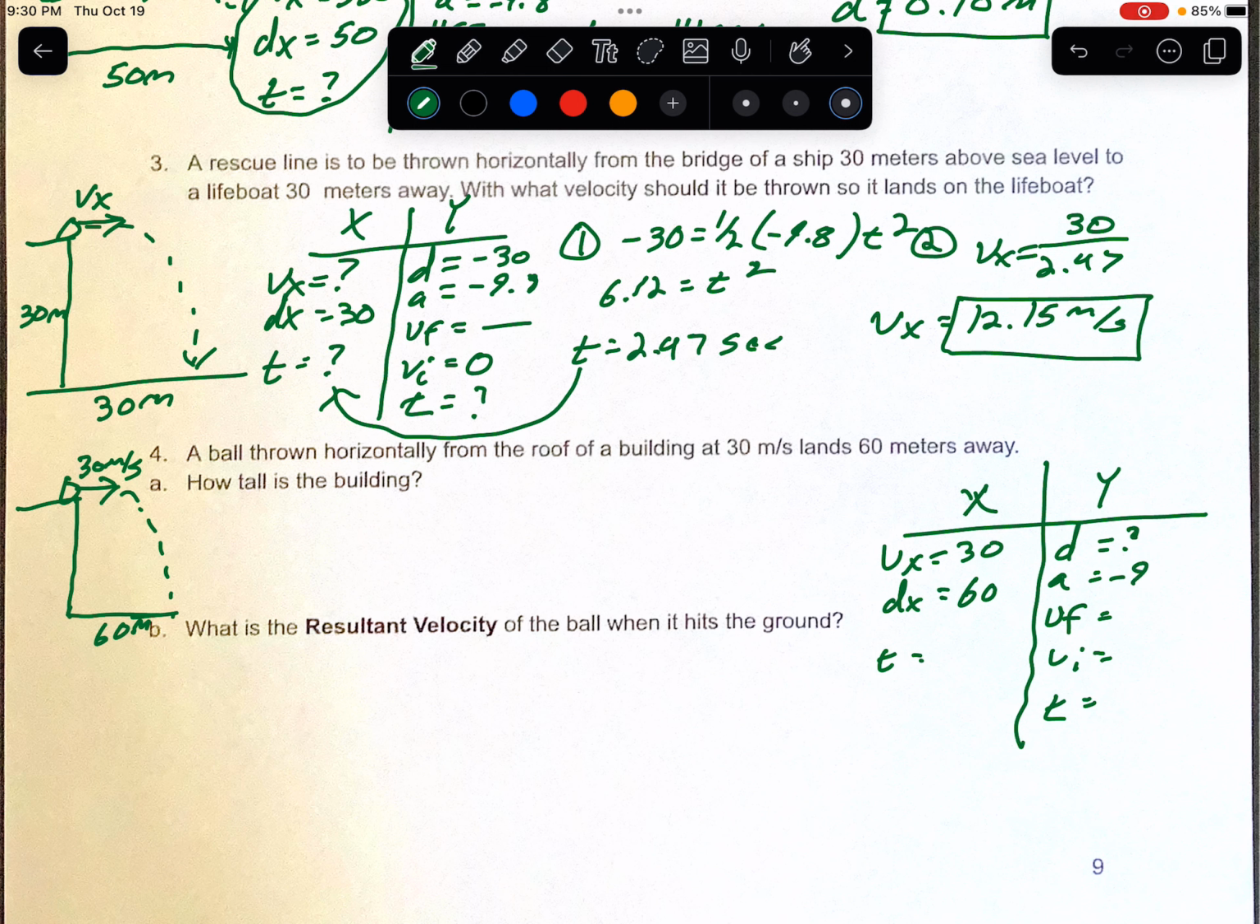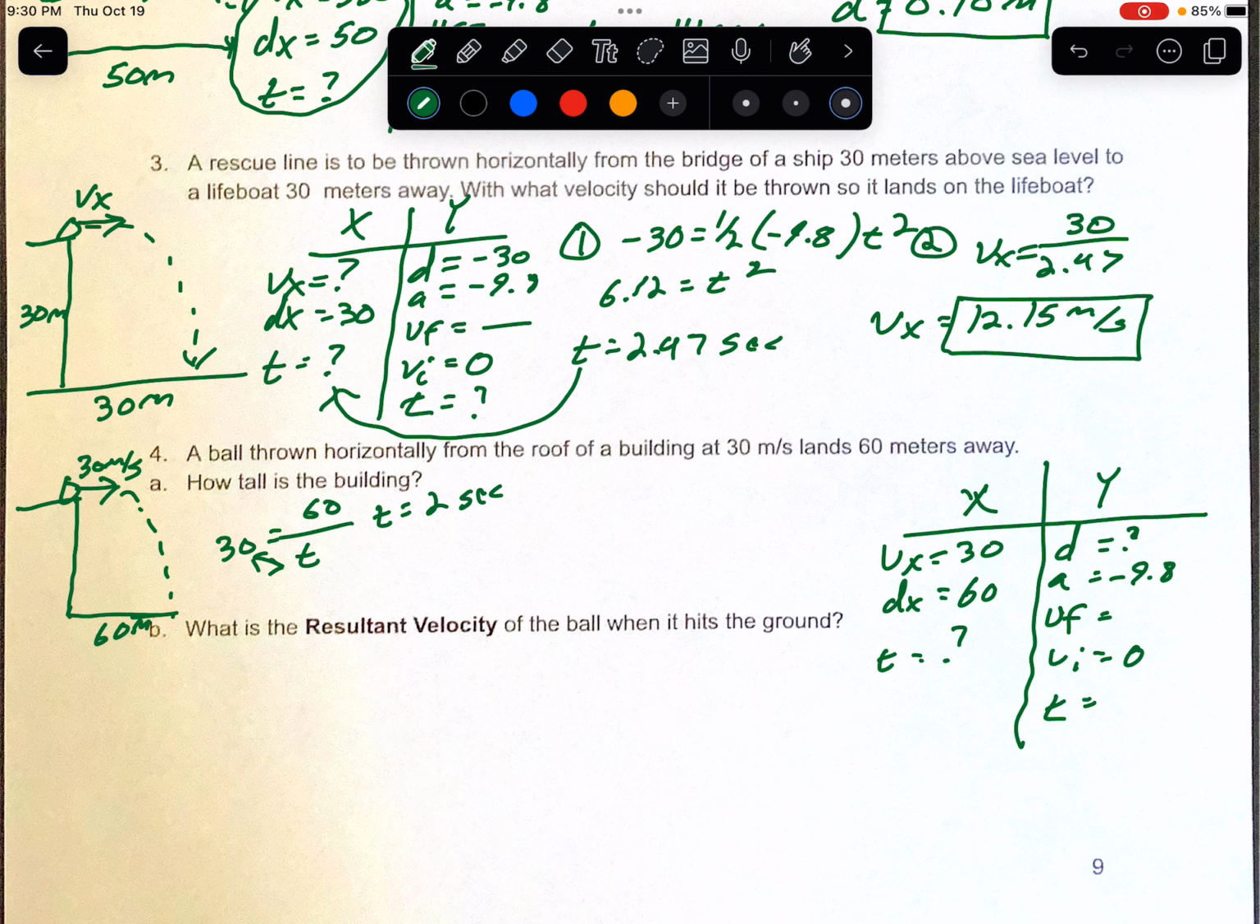So remember, A is negative 9.8, Vi is 0. I do not have enough on that right side to solve for it, so what I'm going to do is find time over here on the left side and then bring it over. So I'm going to use V equals D over T. So 30 equals 60 over T. Don't forget to switch these two, so it's 60 divided by 30. That gives you a time of 2 seconds.